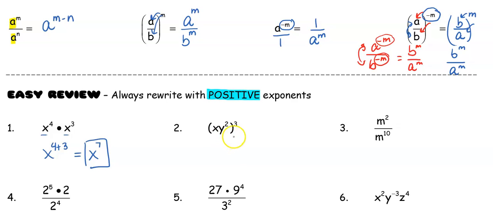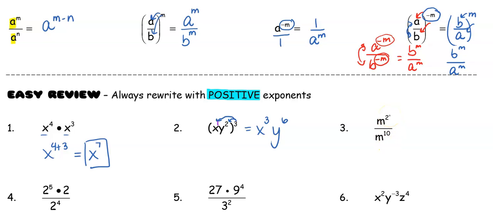Number 2, we have a power to a power and we have to distribute. So that 3 has to go to the x and it has to go to the y. Just remember when there's no exponent written, it's really a 1, and you're multiplying. 1 times 3 gives us x to the third. 2 times 3 gives us y to the sixth.